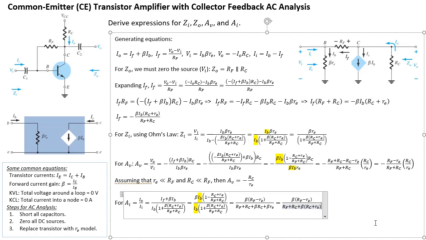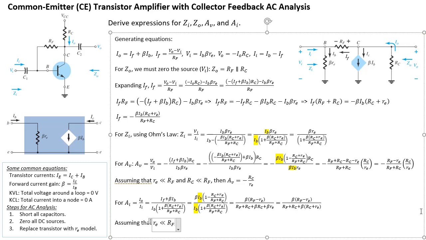So it's going to be RC plus RE. Okay, so that is our expression for AI if we don't simplify much. However, I can simplify it further by making a similar assumption to what I made earlier, assuming that RE is much smaller than RF.